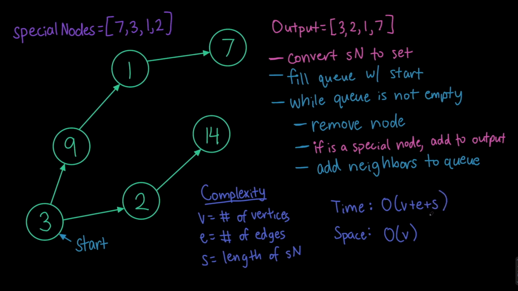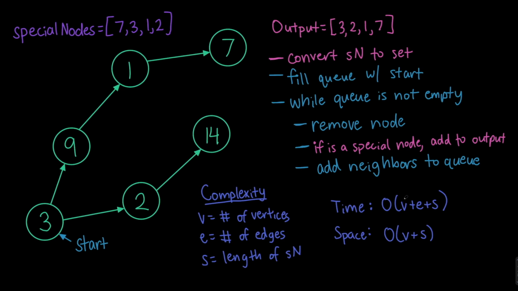And in terms of our space complexity, we are storing all of the vertices, and we're also storing S here, right? Because we're creating a set that has as many elements as the special nodes array. So we can write this as V plus S. One thing that is worth noting, though, is that special nodes, or S, will never be greater than V. Right? Because special nodes should only contain nodes that are actually in the graph.